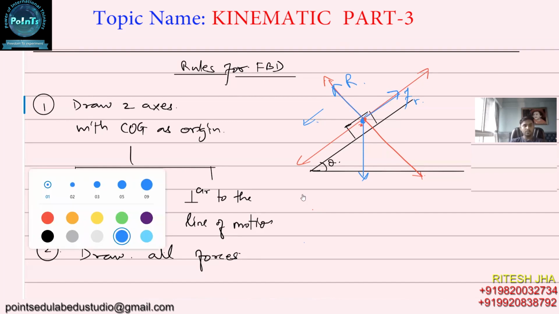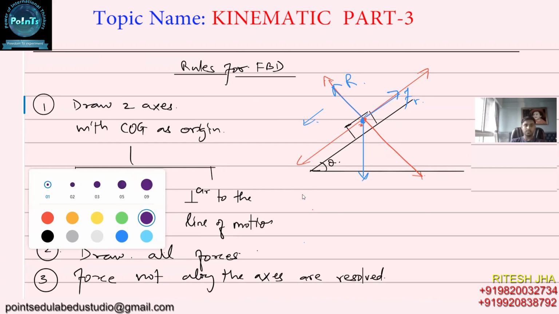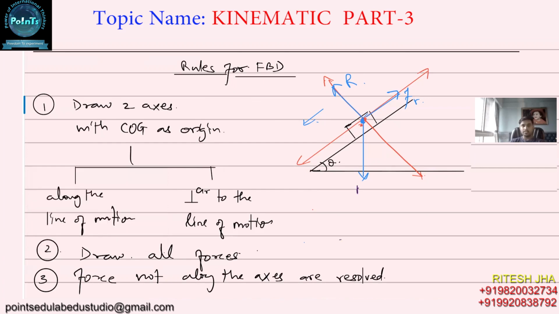Now the third rule which you need to follow is the forces which are not along the axis need to be resolved. Resolution means you need to get the component of those forces along the axis. So let's resolve the forces. The only force that needs to be split into two components along the axes is the weight. So this is mg cos theta, and this one is mg sin theta. So we got all of them.